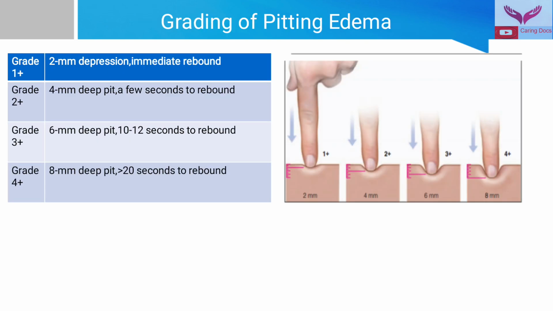How do we grade pitting edema? Grade 1 plus is a 2 mm depression and there is immediate rebound. Grade 2 plus is a 4 mm deep pit and it takes a few seconds to rebound. Grade 3 plus is a 6 mm deep pit and it takes 10 to 12 seconds to rebound. Grade 4 plus is an 8 mm deep pit and it takes more than 20 seconds to rebound.